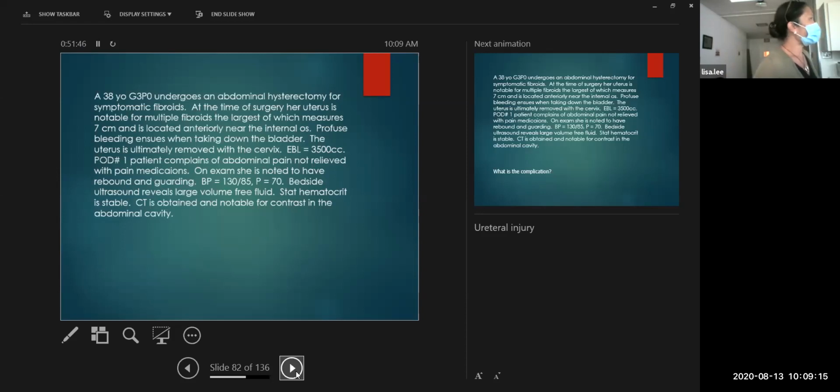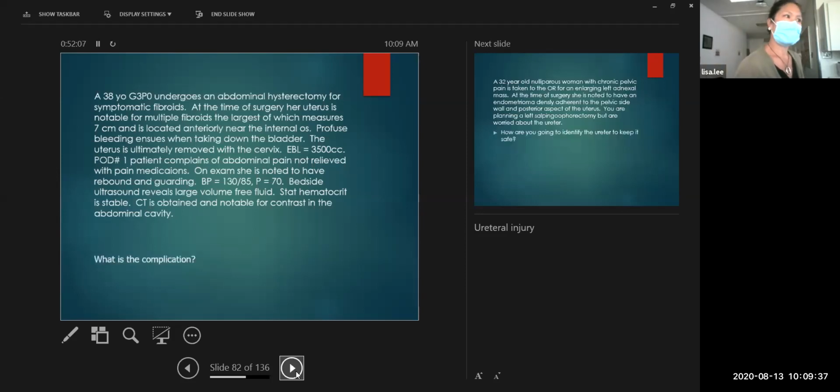Post-op day number 1, she's complaining of abdominal pain that isn't relieved with her pain medication. On exam, she's noted to have rebound and guarding. Blood pressure is okay. Her pulse is okay. Bedside ultrasound reveals a large volume of free fluid. Stat hematocrit is stable. CT is obtained and notable for contrast in the abdominal cavity. What has happened?